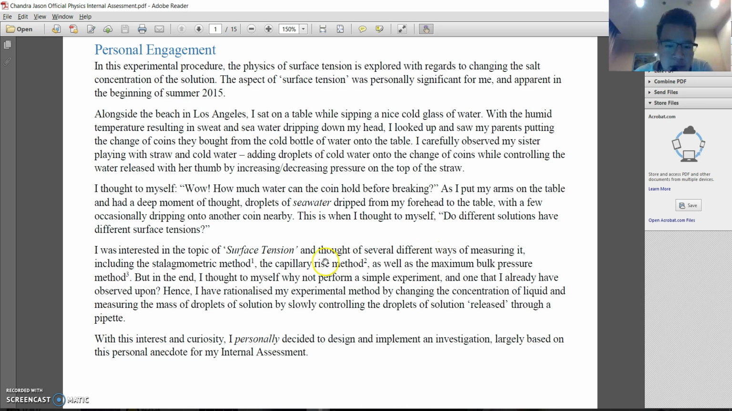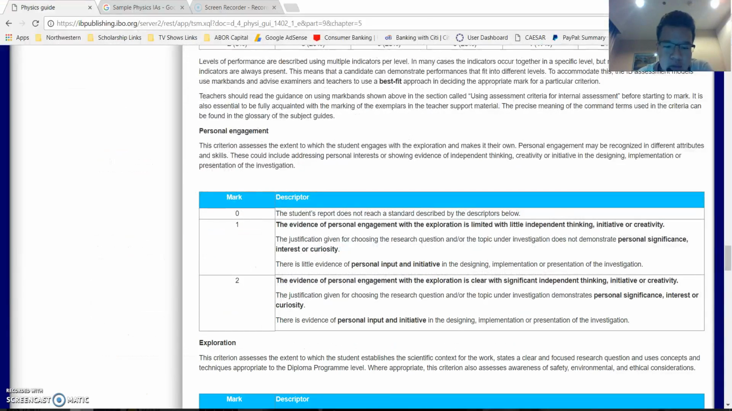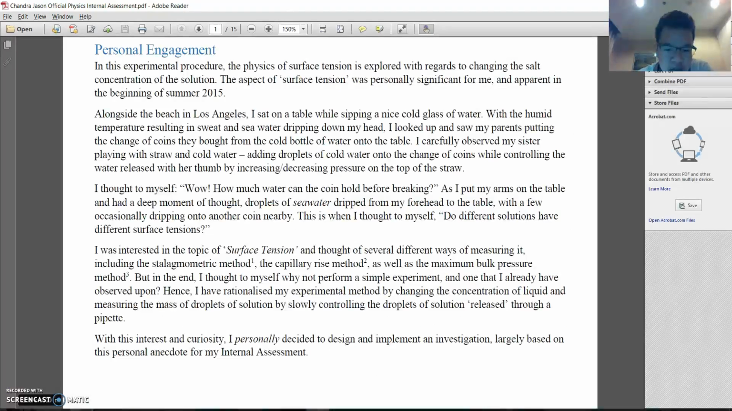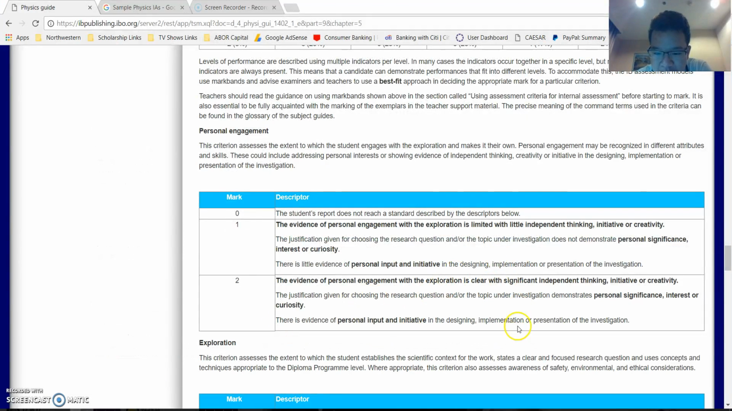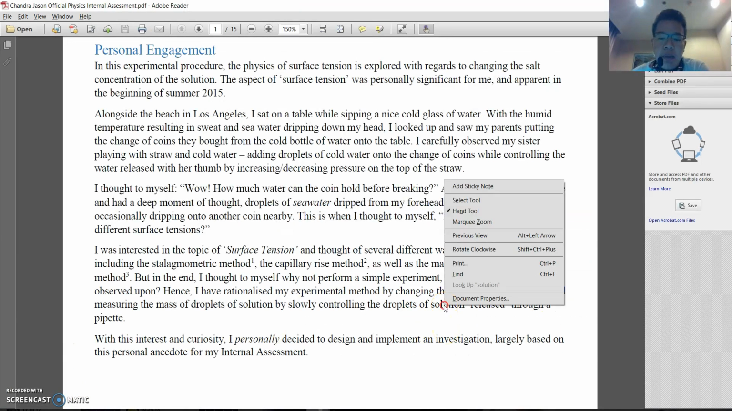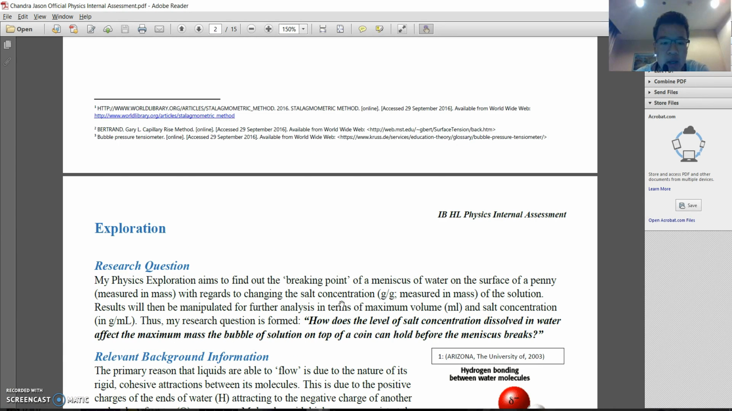So I thought of this method, but in the end, why not perform a simple experiment by changing that? So with this interest and curiosity, I personally decided, I even used the word personal, decided to design and implement, right here, design, implement, an investigation based on this personal anecdote. So that got 2 out of 2.